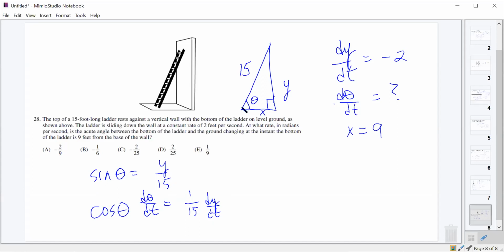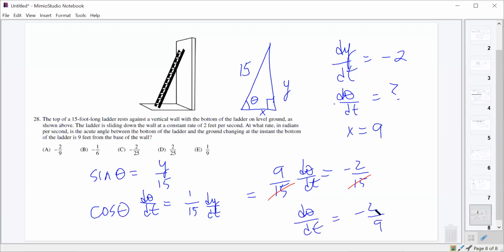Well, cosine of theta ought to be x over 15, right? So all we need to do is put in our x value, 9 over 15. We get 9/15 d theta/dt is equal to, and we put in the negative 2 for dy/dt, negative 2/15. And we should be able to cancel out the over 15 by multiplying both sides by 15. And we end up with d theta/dt is negative 2/9.